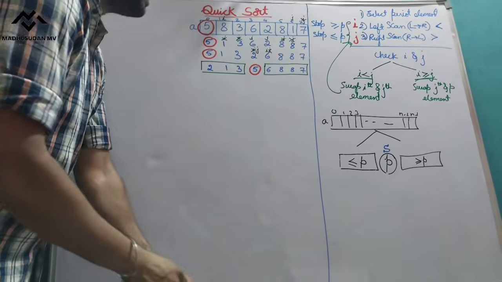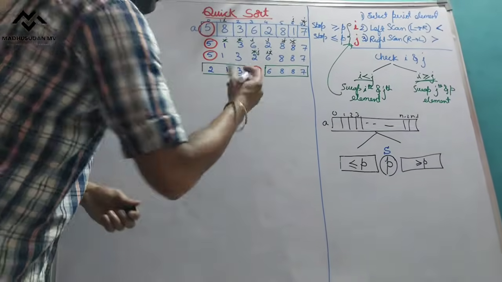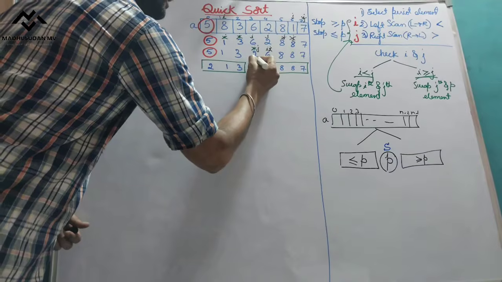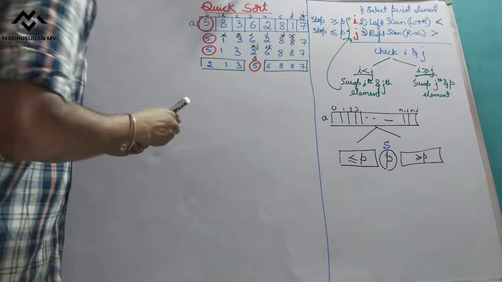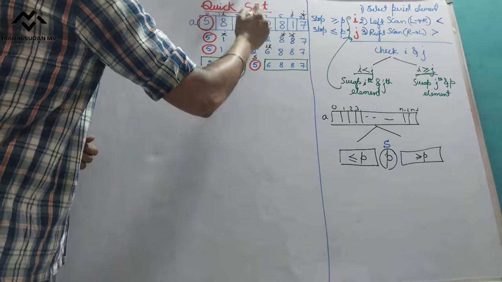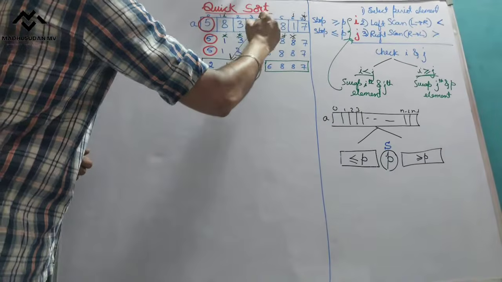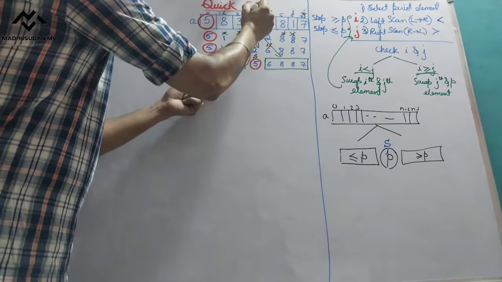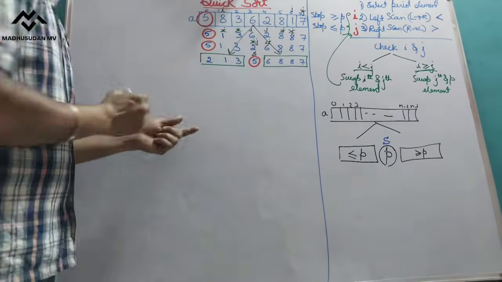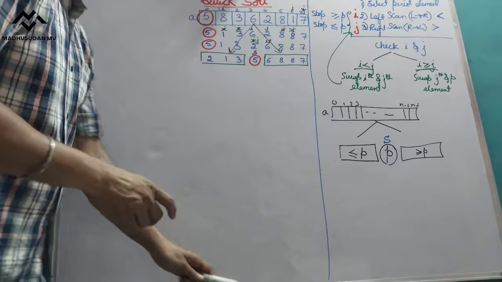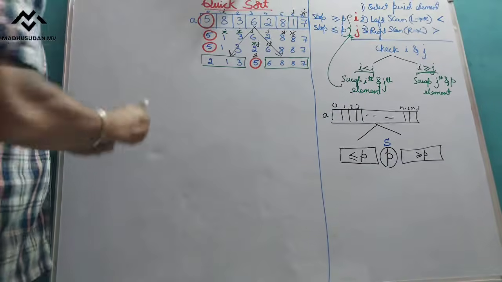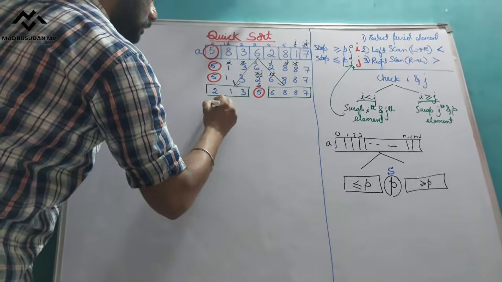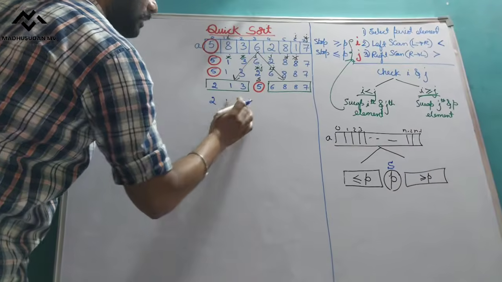Now this is my split position. That means now this array I have split into two subarrays. I split this array at position 3. Now I got two subarrays. Now we have to sort this left and right subarray separately again. So I'm taking the left subarray first.